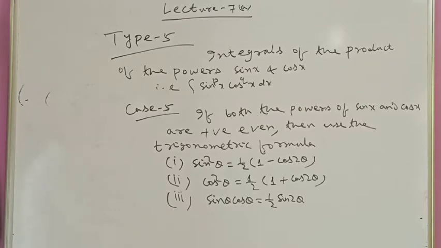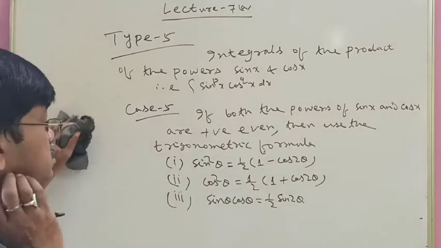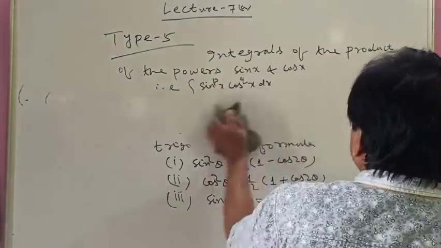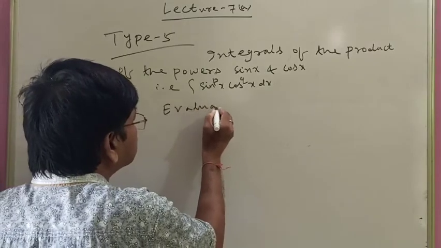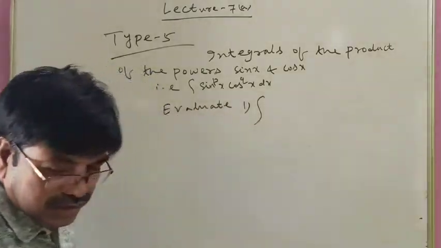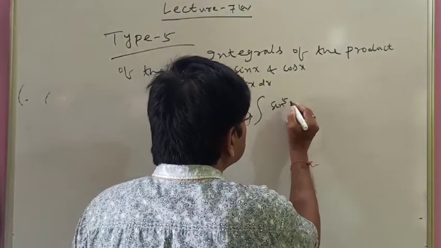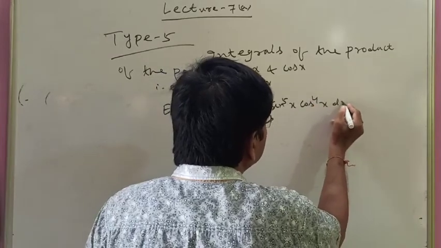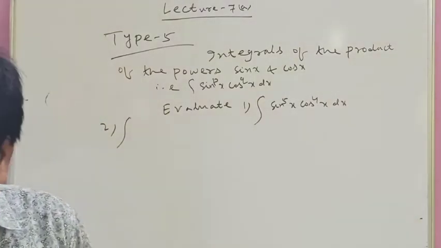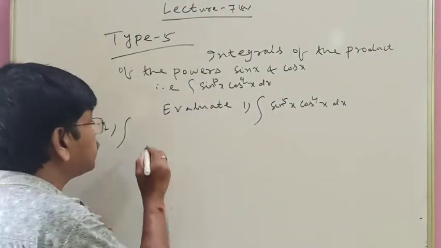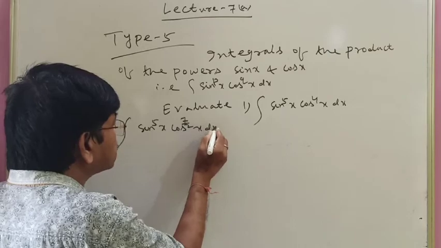Let us take some questions based on this type, that is type 5. Now I am giving some questions. Write: evaluate. Question number 1: integration of sin to the power 5x into cos to the power 4x. Then question number 2: integration of sin to the power 5x into cos to the power 7 by 2 x.